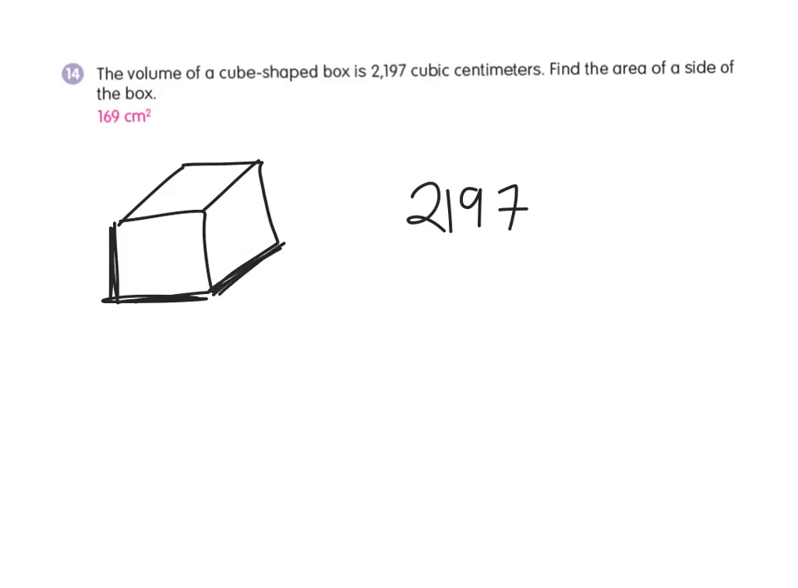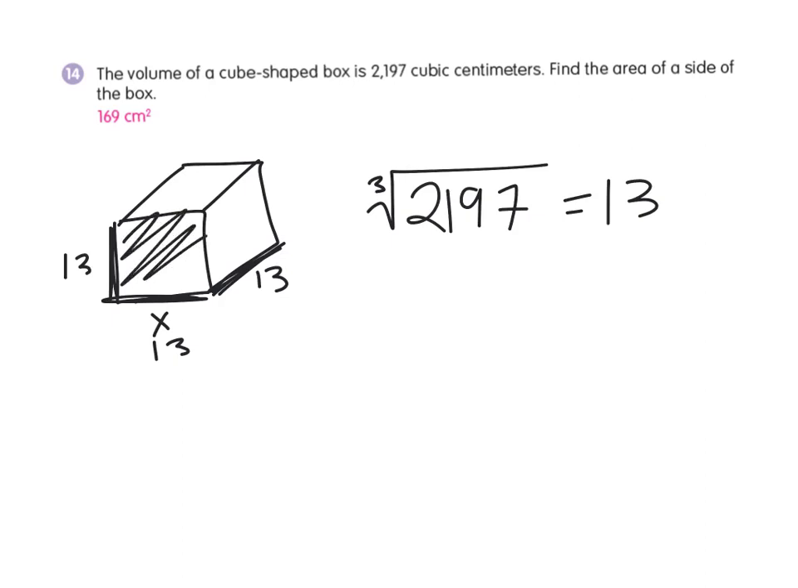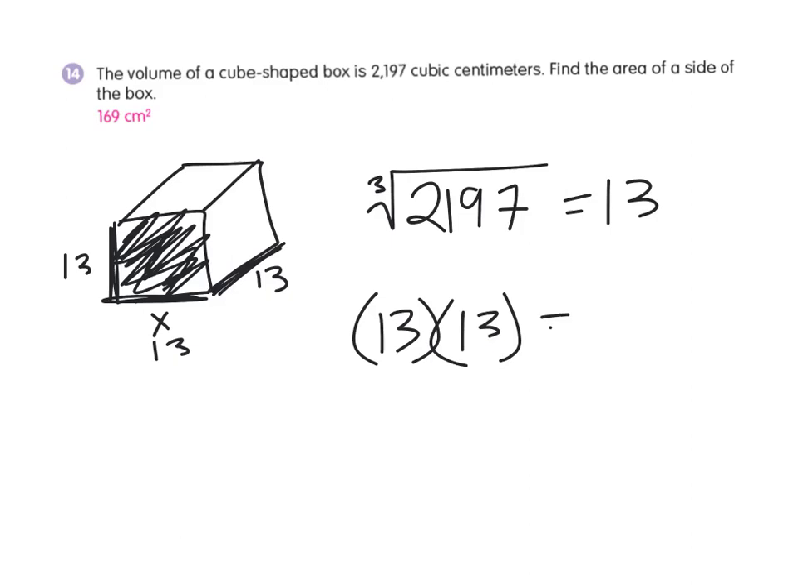So first, I'm going to find what one side is by taking the cube root of 2,197 in my calculator, and I get 13. So that means that one side here is equal to 13. Now the question says find the area of a side of the box. This is going to be area. To find the area, you multiply length times width. So I'm going to multiply 13 times 13, or another way to write that is 13 squared. And 13 times 13 is 169. So that is going to be my final answer.